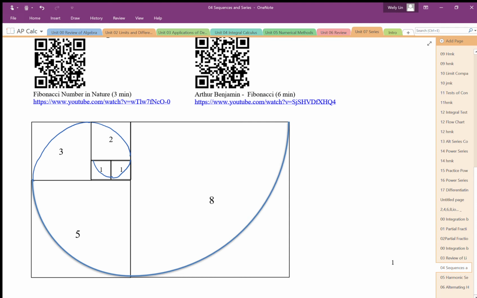I want you to take a look at these videos to get a sense of the Fibonacci sequence, which is something we're not going to explore much more other than today. But it is a sequence, and these are natural sequences. The idea is that all sequences have some sort of natural pattern to them, and they have some sort of purpose. Sometimes we don't know what it is, but they have some sort of purpose.